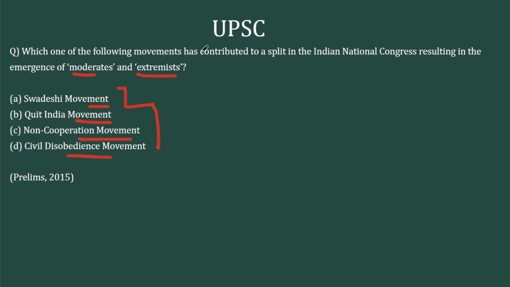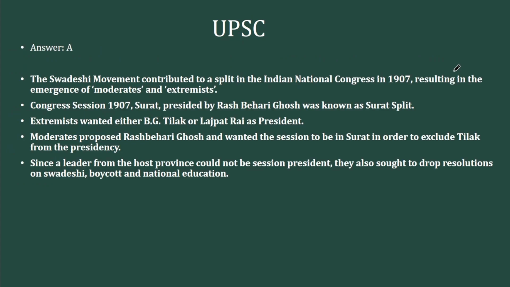If you know the time period of the Surat split, which is 1907, it is very easy to eliminate civil disobedience movement, which is in 1930, non-cooperation movement in the 1920s, Quit India movement 1942. Swadeshi movement 1905, that's the correct answer. It is after the Swadeshi movement that the extremists lost the trust in the moderates to deal with the British. So that's the answer for that.